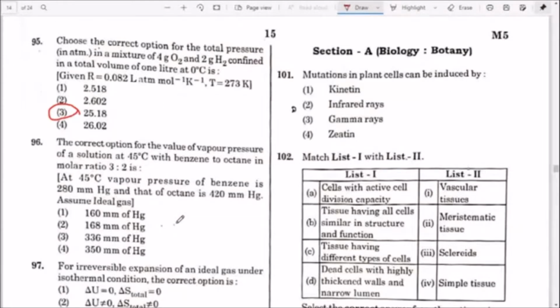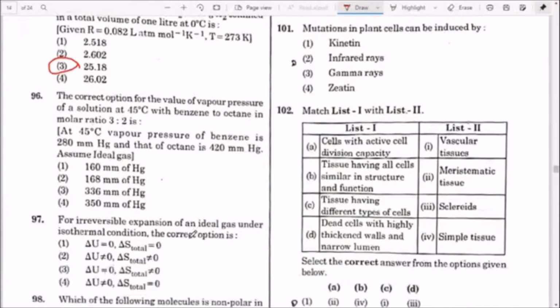Next, question 96. The correct option for the value of vapor pressure of a solution at 45 degrees C with benzene to octane in molar ratio 3:2 is, at 45 degrees centigrade, vapor pressure of benzene is 280 mmHg and that of octane is 420 mmHg. Assume ideal behavior. So what is the answer? It is 336 mmHg, the correct option, students.